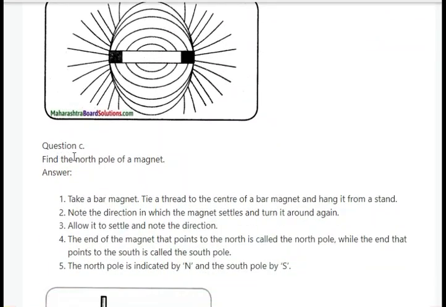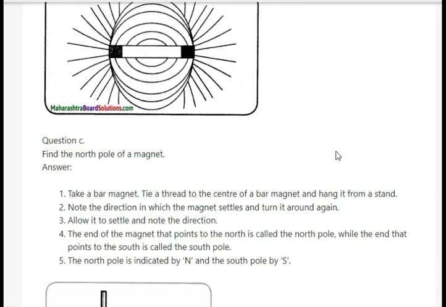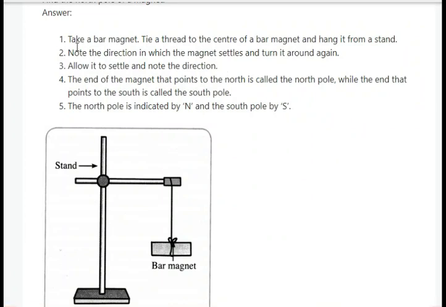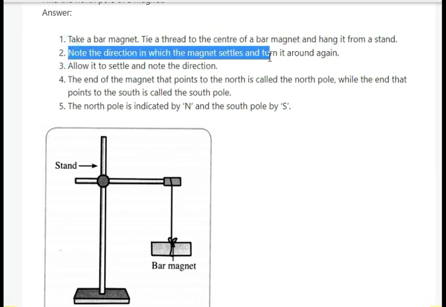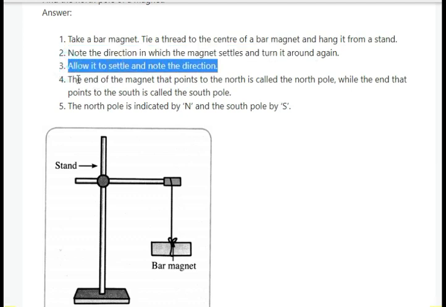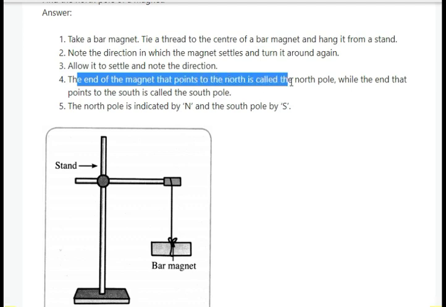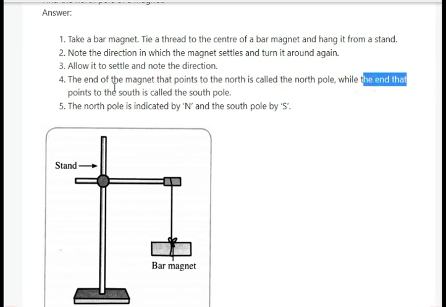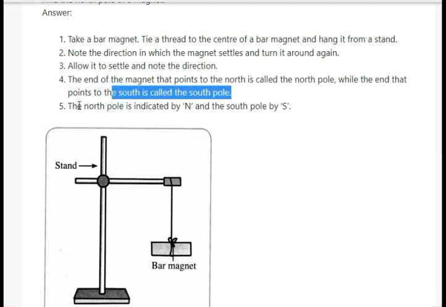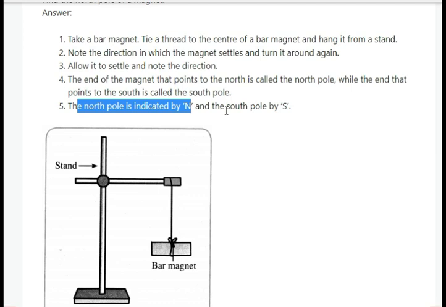Question C. Find the north pole of the magnet. Take a bar magnet, tie a thread to the center of the bar magnet and hang it from a stand. Note the direction in which the magnet settles and turn it around again. Allow it to settle and note the direction. The end of the magnet that points to the north is called the north pole, while the end that points to the south is called the south pole. The north pole is indicated by N and the south pole is indicated by S.